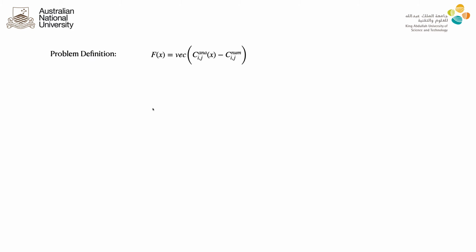Let's further see the problem definition. This one is the f(x). We think of it as a difference vector. You can see it's the element-wise difference of the analytical CMM matrix and the numerical CMM matrix. The vector length is very large. As we said before, 100K times 100K is 10 billion for ELT.